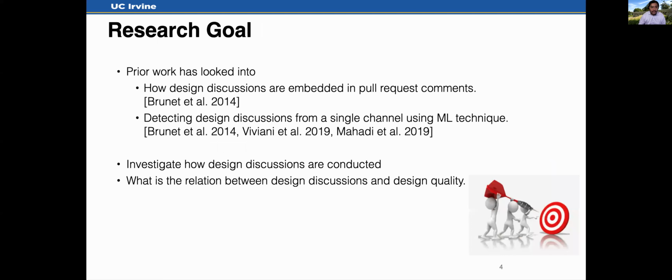Prior work in this area has looked into how design discussions are embedded in pull request comments and detecting design discussions from a single channel using machine learning techniques. However, there are gaps in the understanding related to how design discussions are conducted and what the relation is between design discussions and design quality. To be specific, we also wanted to understand what channels are used for design discussions, who the participants are, how these decisions are implemented, and how design discussions help design quality.